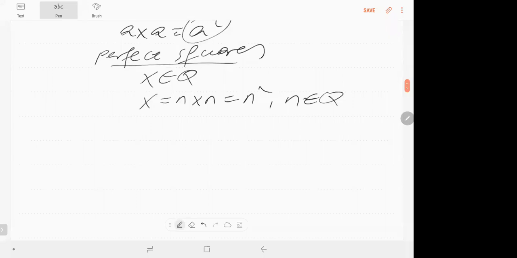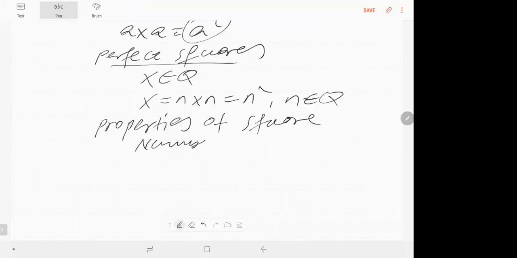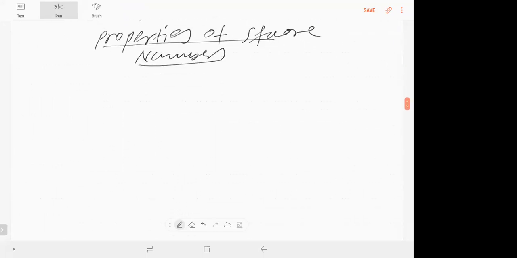Lastly, properties of square numbers. Last time, the last discussion on the program was about properties of square numbers. We considered 3 basic properties of square numbers or perfect squares. And I told you that you can add by your own. There are so many different properties of square numbers.